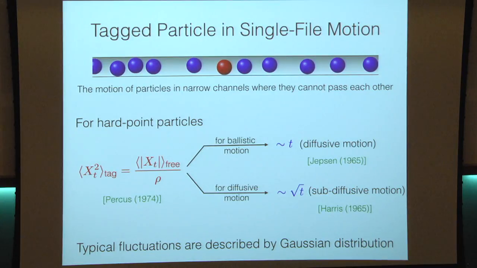And then after that, there are lots of other results for many other models. And while this result is very particular for this hard point gas, these results are in fact more general. Okay, these asymptotic behaviors. And one would expect that the variance and typical fluctuation would be Gaussian. That's what one would expect.